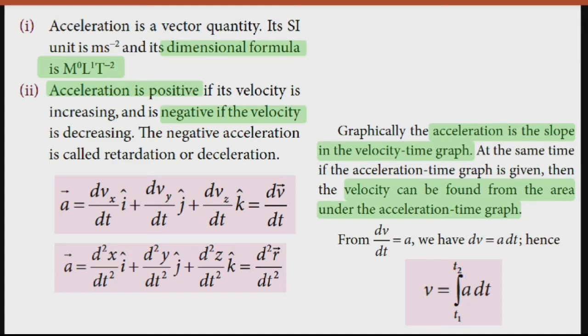For the relation between acceleration and time, we use the graph to find the value. So from dv by dt is equal to a, we have dv is equal to a into dt. Now we integrate this. Integrating dv gives v. The value of a changes with time, it varies. So the integration of a dt with limit values t1 to t2. So v is equal to the integral from t1 to t2 of a into dt.